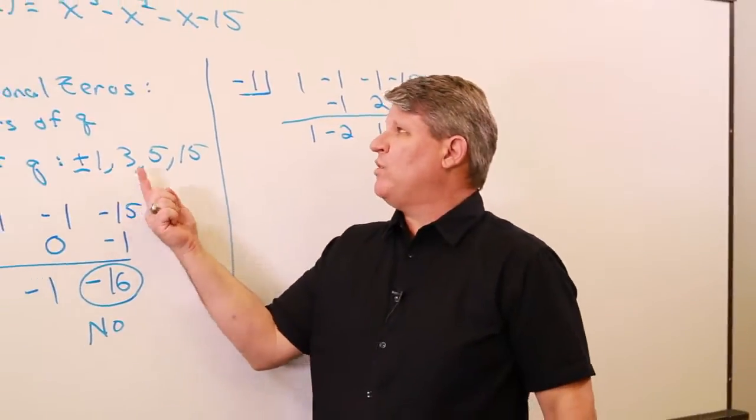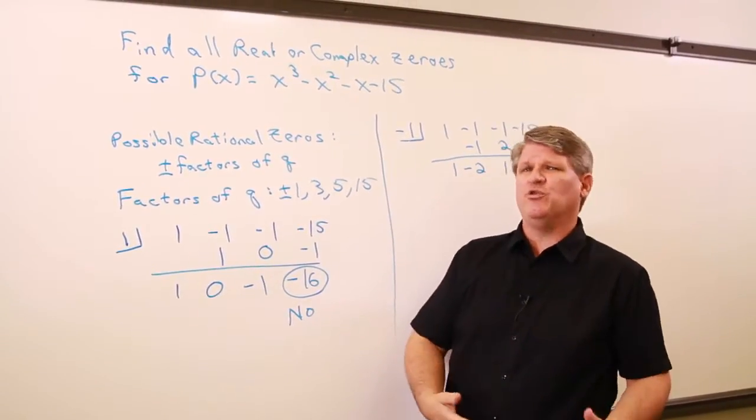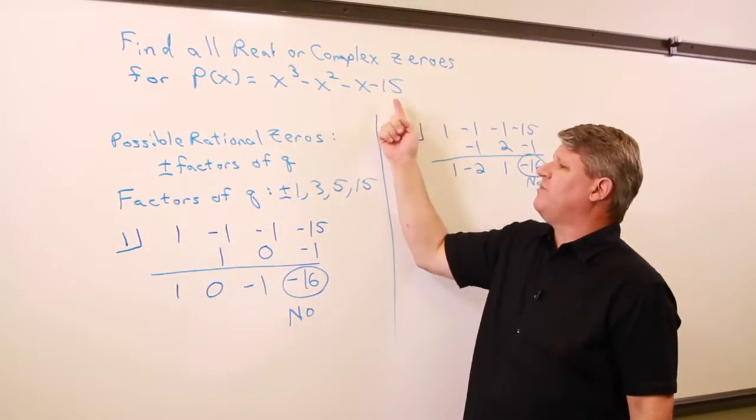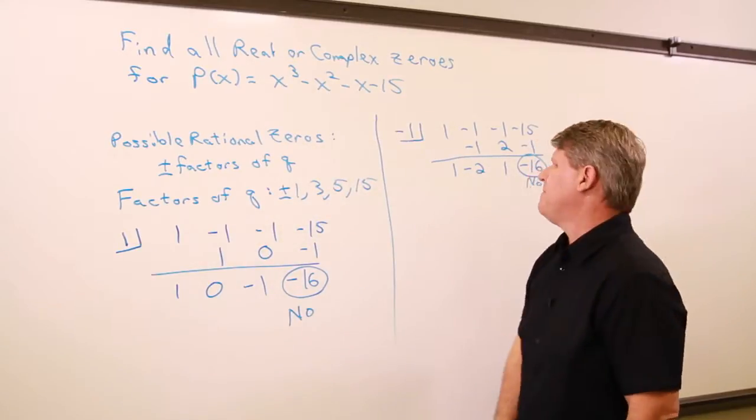Now, once again, I'm only trying factors of 15. So if you're thinking my next guess might be 2 or negative 2, you would be wrong because 2 is not a factor of 15. We're going to go to positive 3.